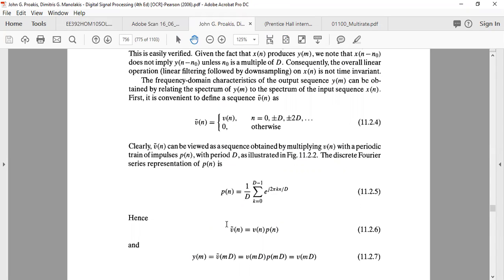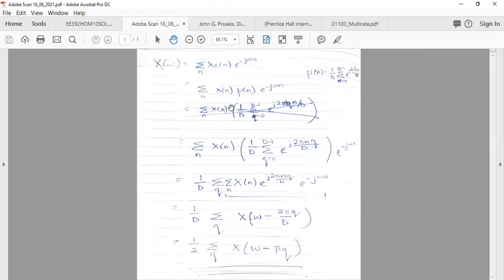V bar is basically represented by xs, while v of n is basically represented by x of n. So it is the same thing, just multiplying by a pulse train in order to get our sampled signal. So if we do that, we can replace this sampled signal with x of n multiplied by p of n, where p of n is basically equal to 1 upon d, summation of e to the power j 2 pi k n upon d, from k equal to 0 till d minus 1.